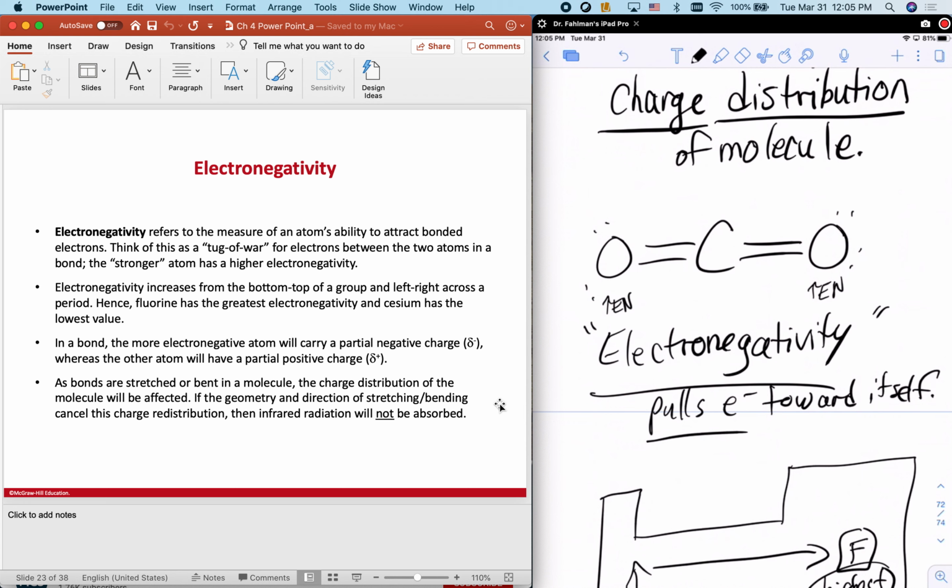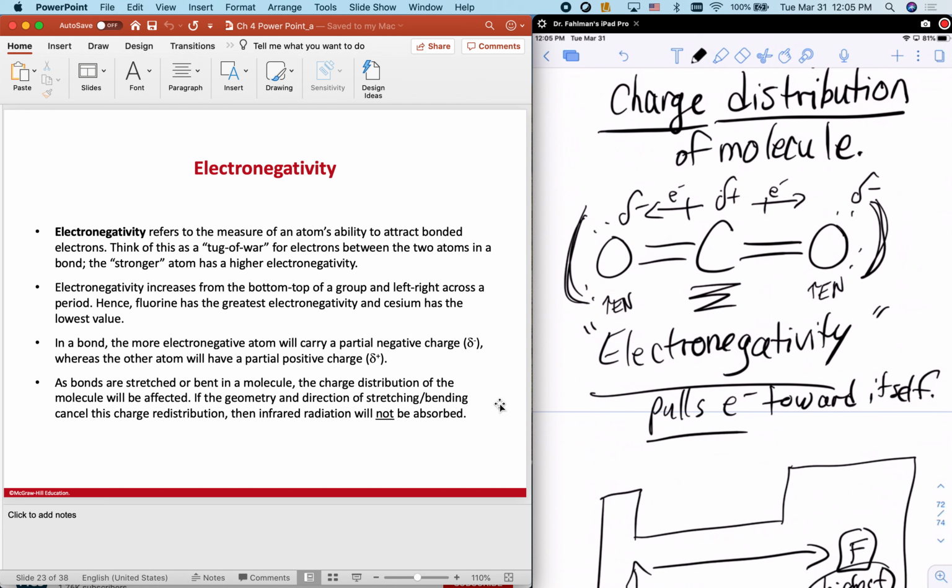And so we can write that as little delta negatives here. That's really saying that this side of the molecule is pulling electrons away. You can write it as little dipoles too, saying that electrons are moving away from this central carbon atom. And so the ends of the molecule become negative, and the center becomes positive.